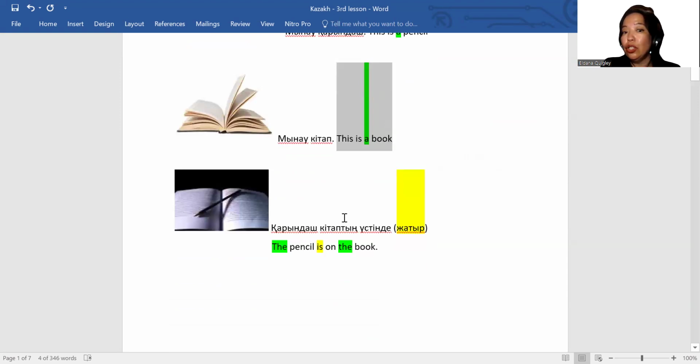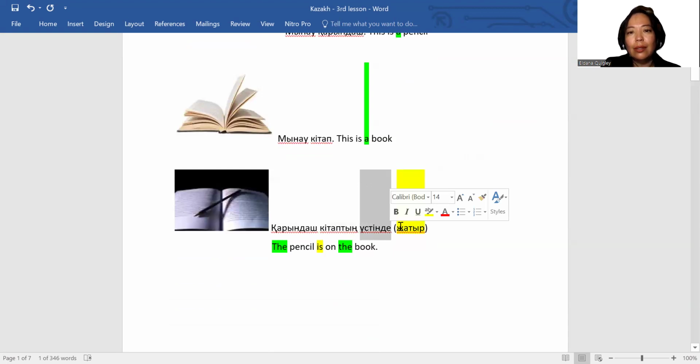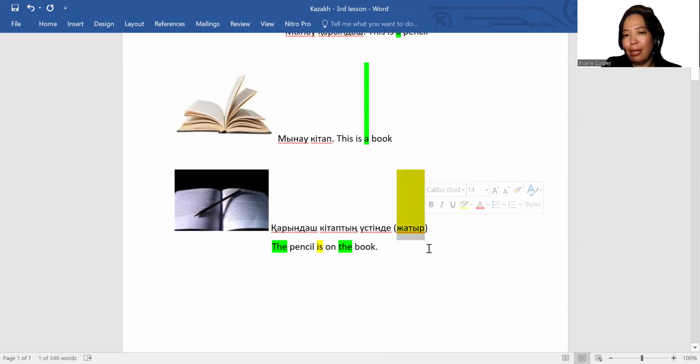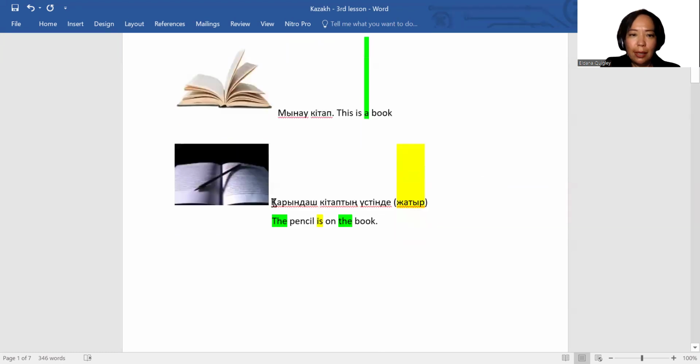Now we're going to get to the location. Karandash kitaptın üstünde. So we actually say it like that. Karandash kitaptın üstünde. I put the verb жатыр, is lying on top of the book, in parentheses because it's there, but we normally wouldn't say that. We would drop this and imply that it's lying on top of the book. We would make it a lot simpler and say karandash kitaptın üstünde. The pencil is on the book. And right here, I highlighted these two articles. They are non-existent in a Kazakh sentence. The verb жатыр, lying on, is implied, but we would drop this, and this is enough for us to say karandash kitaptın üstünde.